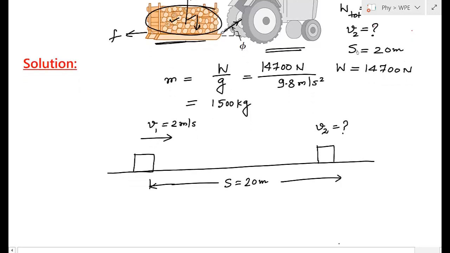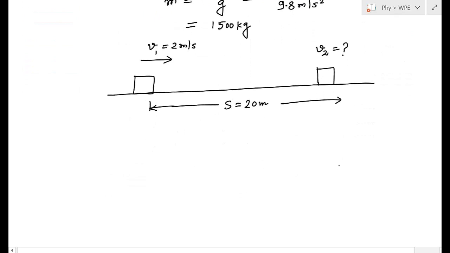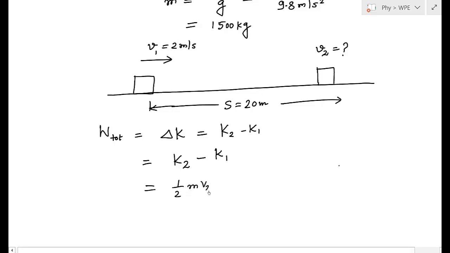So now I can use the work energy theorem. If you remember the work energy theorem, it is nothing but change in kinetic energy is equal to total work done. That is change in kinetic energy, K2 minus K1. So we have to calculate kinetic energy at the final location, that is K2, and kinetic energy at the initial location, that is K1. Now K2 will be half times m times v2 square. And K1 is nothing but half times m times v1 square.